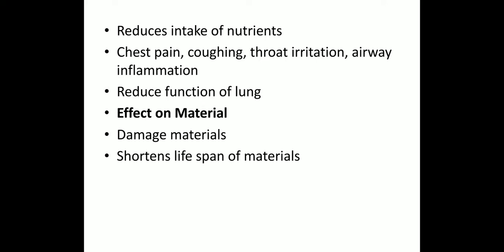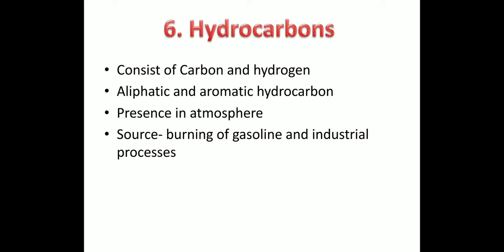Now we will discuss our last point, number 6, hydrocarbons. Then we will discuss the effect of general air pollutants on humans and materials. So our last pollutant, number 6, hydrocarbons, consist of carbon and hydrogen. A hydrocarbon is an organic compound containing only carbon and hydrogen. They are mainly of two types, aliphatic and aromatic hydrocarbons.